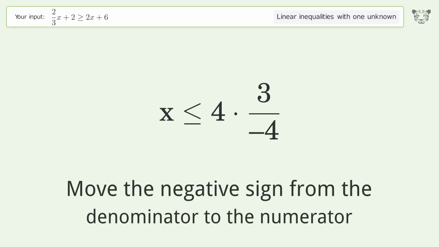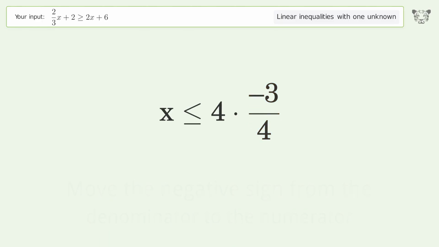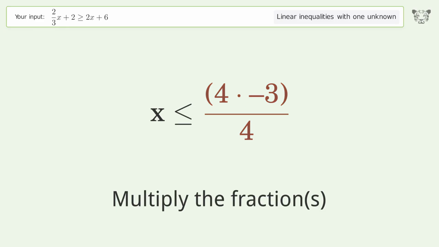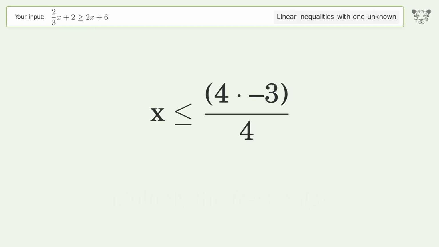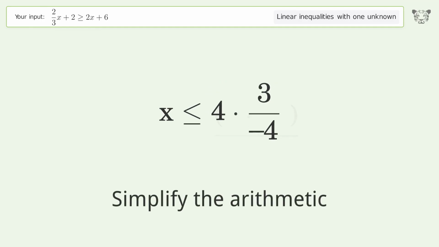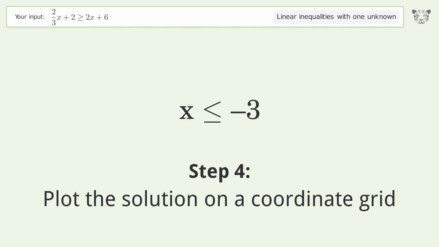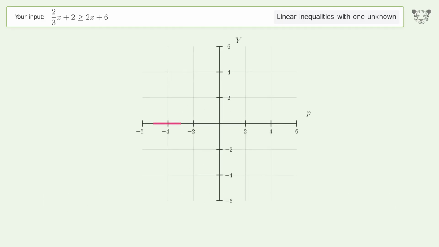Move the negative sign from the denominator to the numerator. Multiply the fractions. Simplify the arithmetic. Plot the solution on a coordinate grid. And so the final result is x equal or smaller than -3.